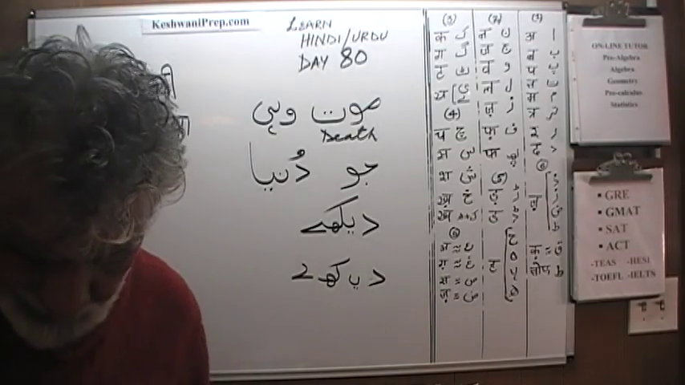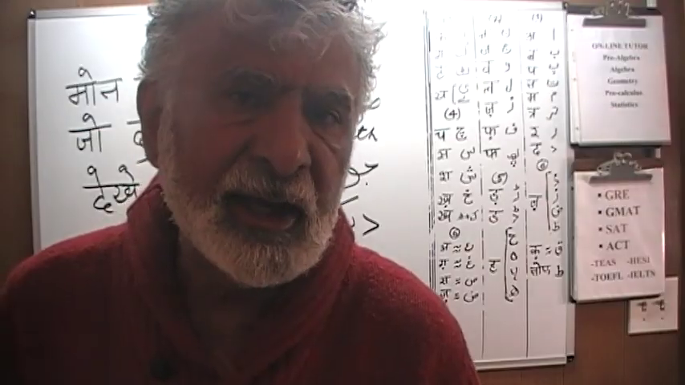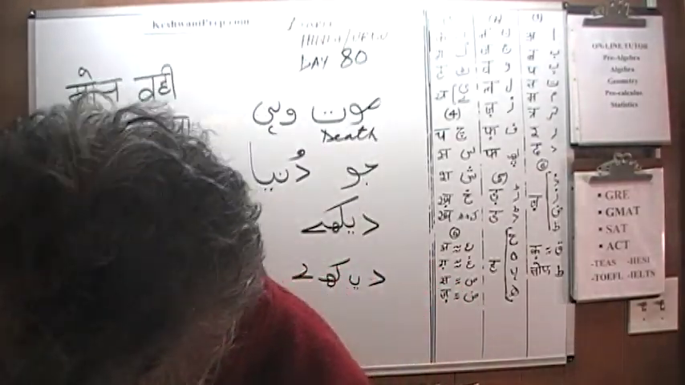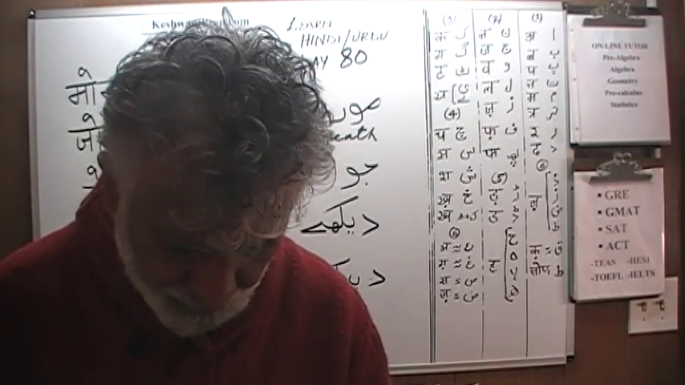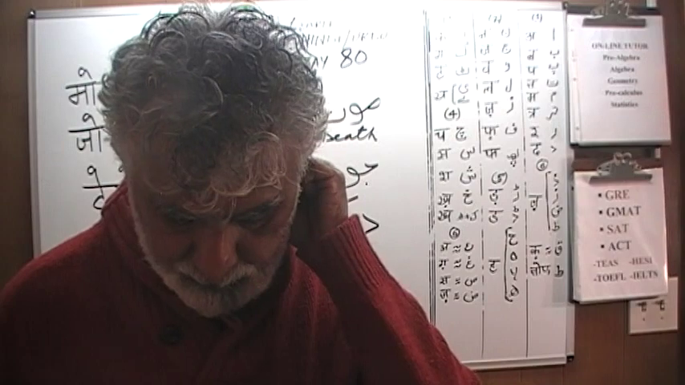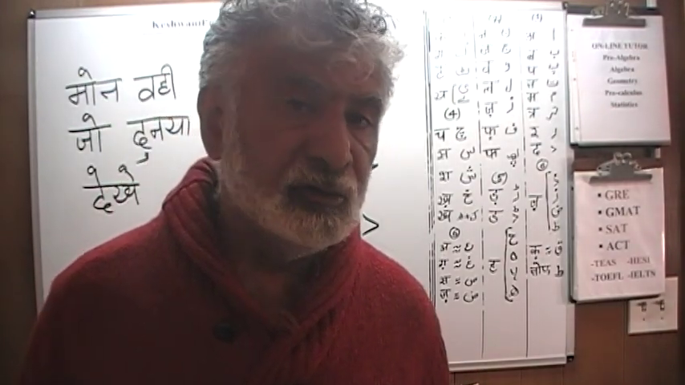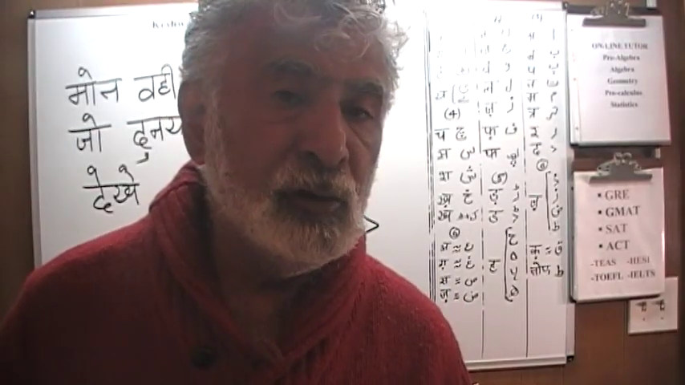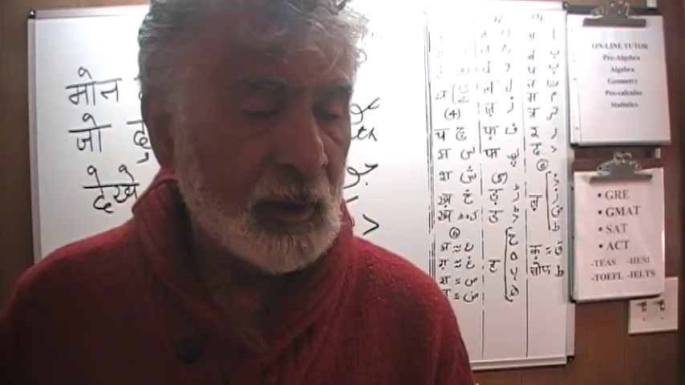Maut wahi jo dunya dekhe. What she's trying to say is that if I'm going to die, I'm going to die in a way where the whole world is going to see, in the plain view of the entire world. What she's trying to say is that if I'm going to go, I'm not going to go quietly.